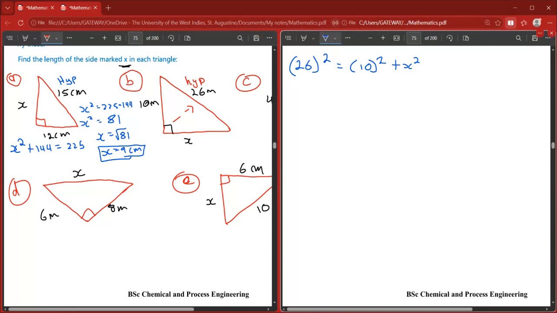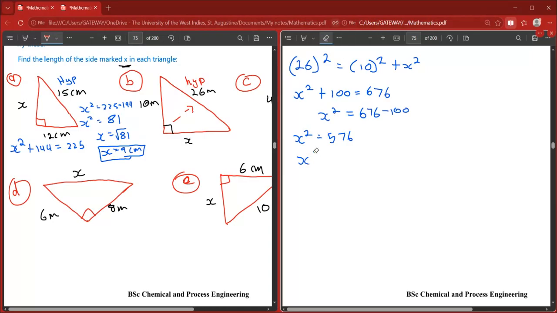So I could flip it one time. So I'm going to get x squared plus, well, 10 squared is 100, and that is equal to 26 squared. 26 squared is 676. So x squared is basically 676 minus 100, which is 576.